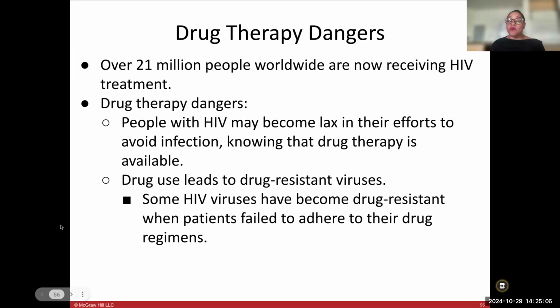Over 21 million people worldwide are now receiving HIV treatment. There are some drug therapy dangers. People with HIV may become lax in their efforts to avoid infections, knowing that drug therapy is available. Drug use leads to drug-resistant viruses, so some HIV viruses have become drug-resistant when patients fail to adhere to their drug regimens. People with HIV have to take their medication as prescribed every single day at the same time to keep that viral load low, or else it risks coming back.